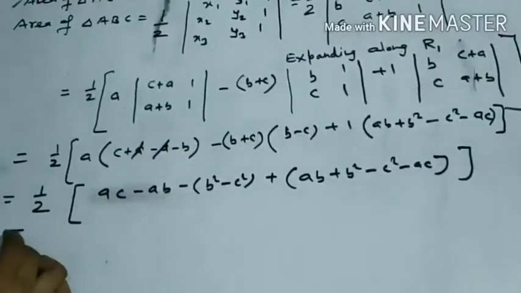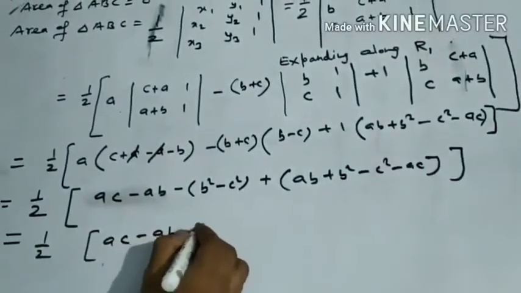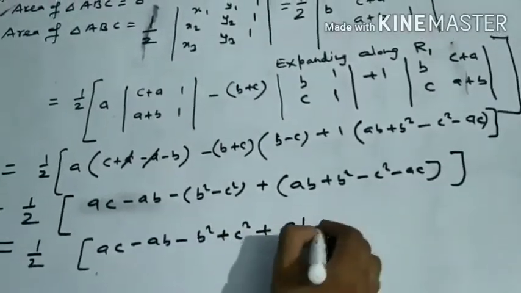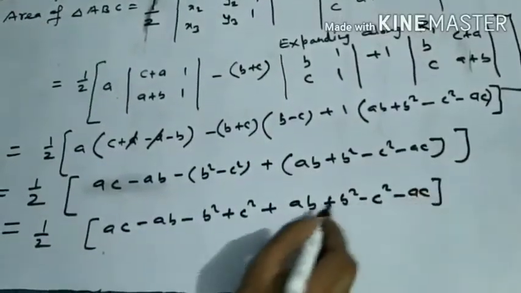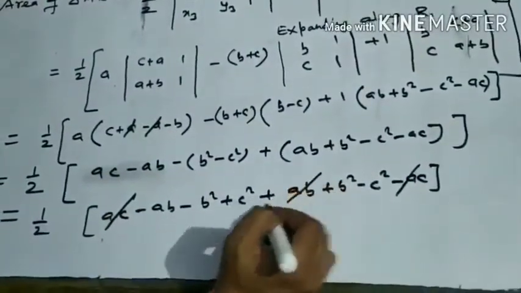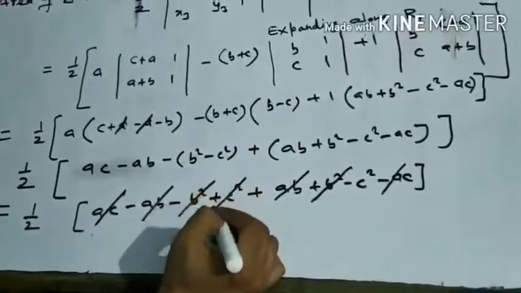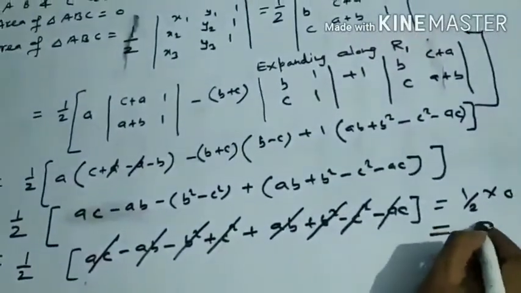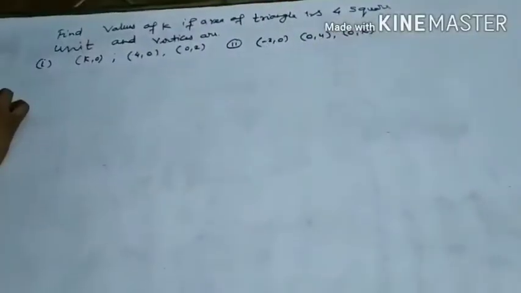After that you have to see this is equal to 1 by 2, AC minus AB minus B square plus C square plus AB plus B square minus C square minus AC. So minus AC and then plus AC cancel out, plus AB minus AB cancel out, minus B square plus B square cancel out, and plus C square minus C square cancel out. So 1 by 2 into what? 0. So this is equal to 0. Hence A, B, C are collinear.